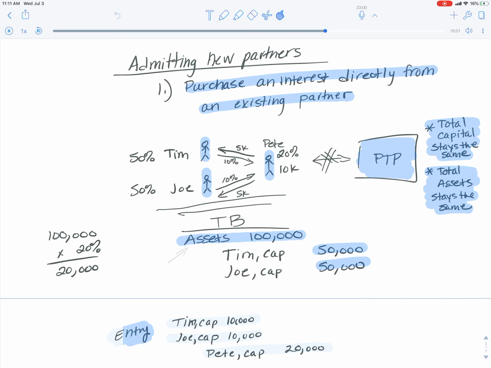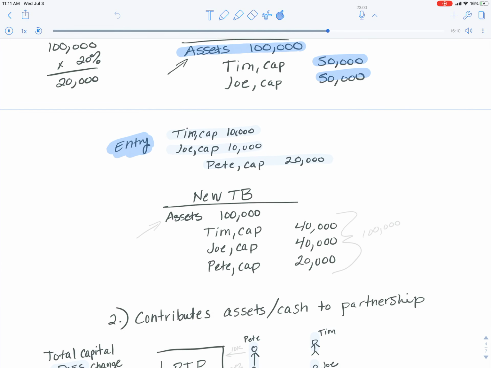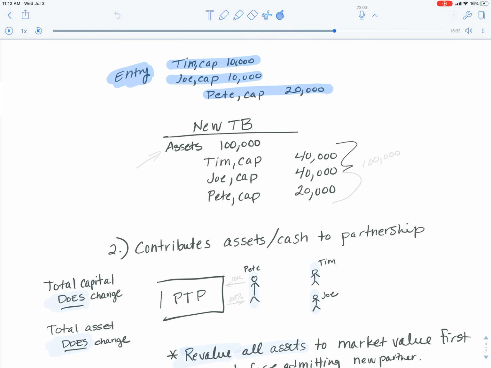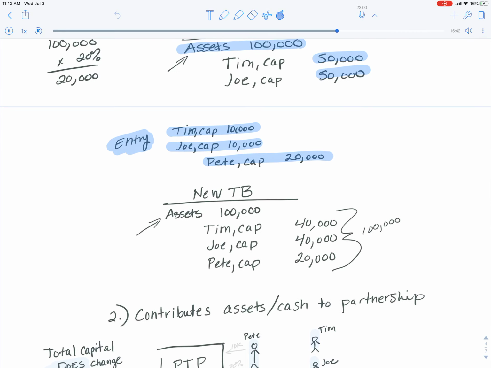So what we would do to record this transaction just between the partners themselves is assets don't change at all. Only capital accounts change. So we remove 10 from Tim's capital account and 10 from Joe's capital account, and we put the $20,000 into Pete's capital account. And assets didn't change, and total capital is still $100,000. So after this exchange, you can see that there's still $100,000 in capital. We just moved it out of Tim and Joe's account into Pete's, and we left assets alone.